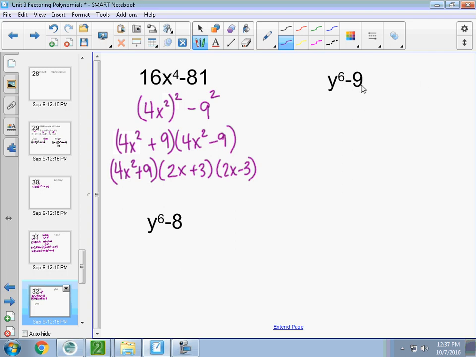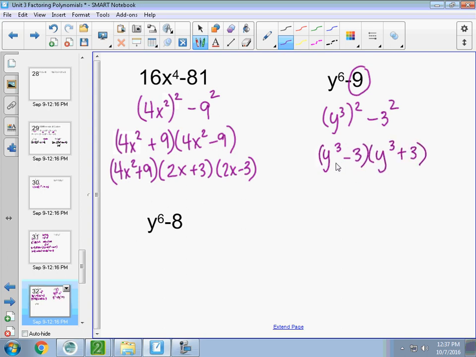Y to the 6th minus 9 would give me, I could use difference of cubes or difference of squares, so I'm going to let this number decide which one I want to do. 9 is a perfect square, so I'm going to use difference of squares. So I want y to the third squared minus 3 squared. So y to the 6th comes from the root y to the third, and 9 comes from the root 3. So I have y cubed minus 3 and y cubed plus 3.